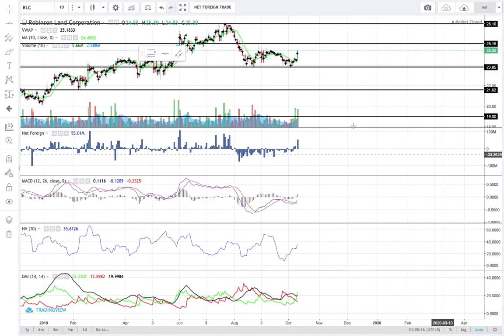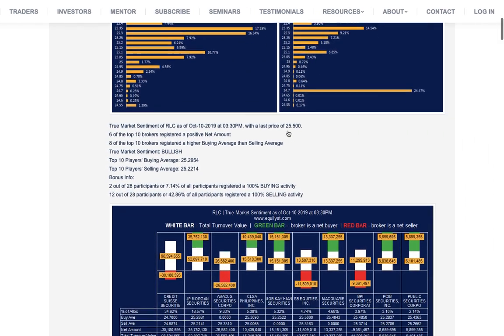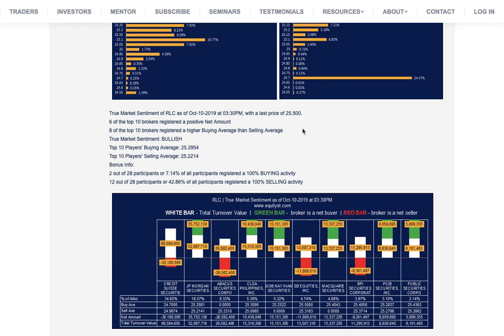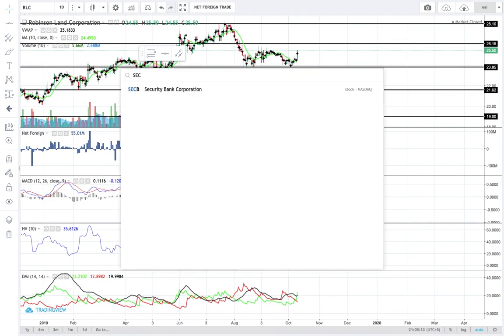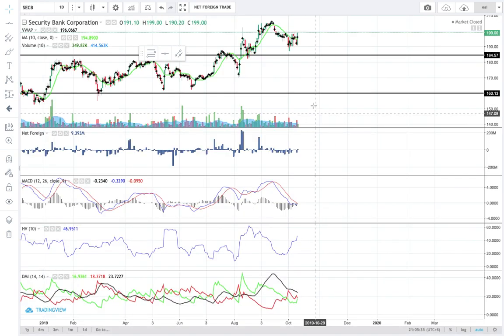Okay, so as far as RLC is concerned, I am bullish on it because of the presence of our bullish 10 MACD and momentum power indicator. The ascent in price is still more than likely to continue. After RLC, we will talk about Security Bank.